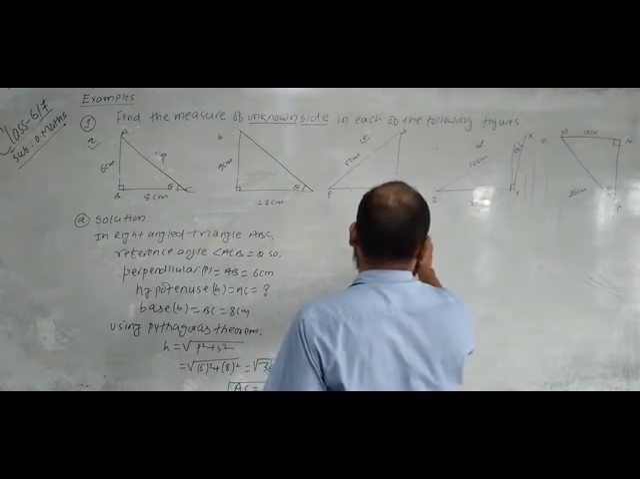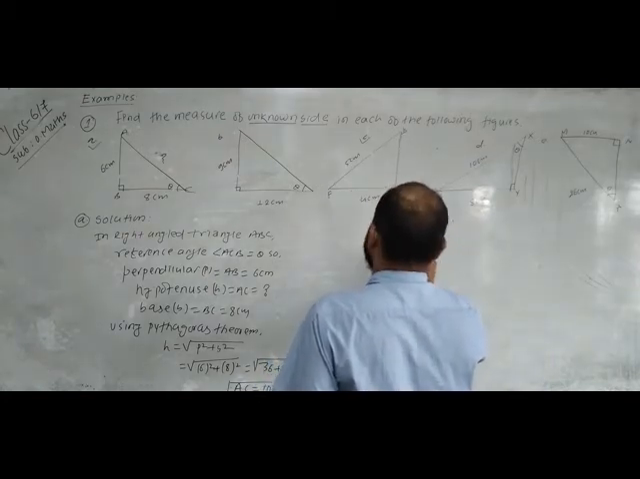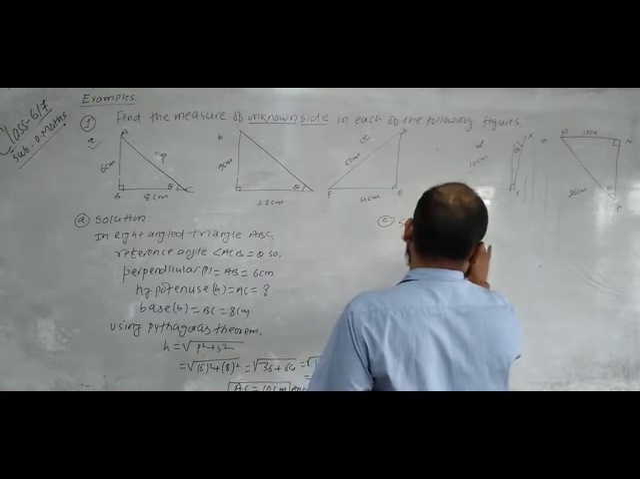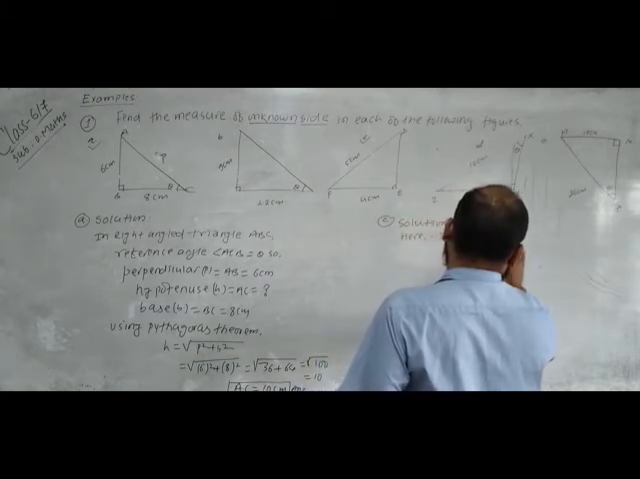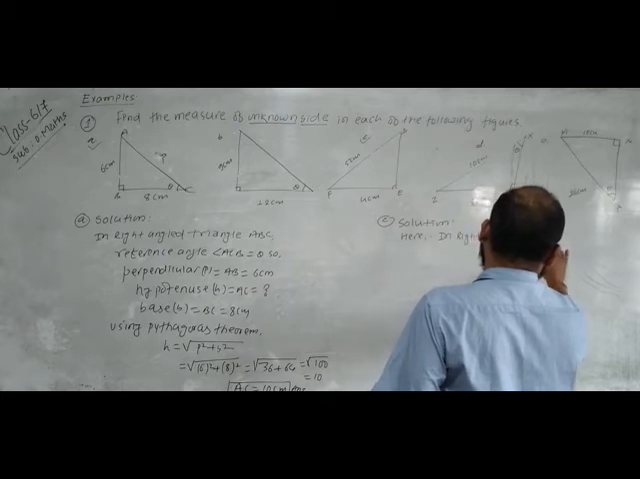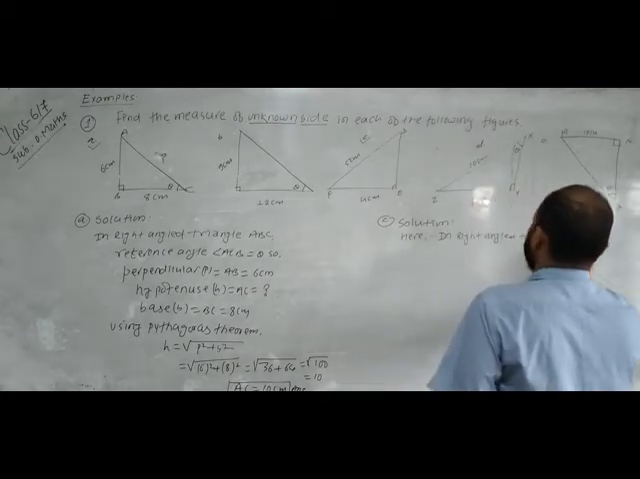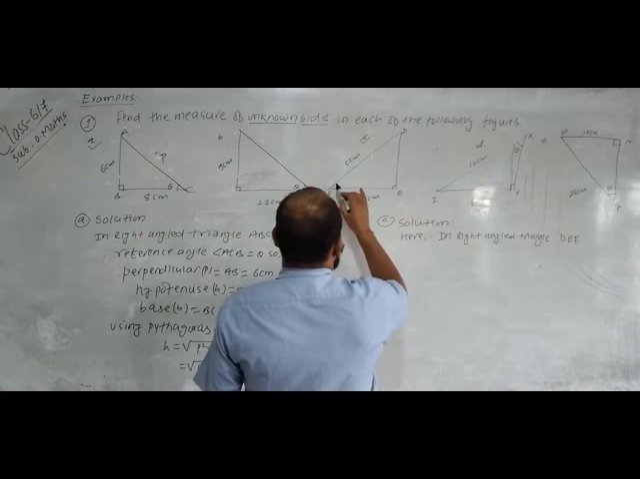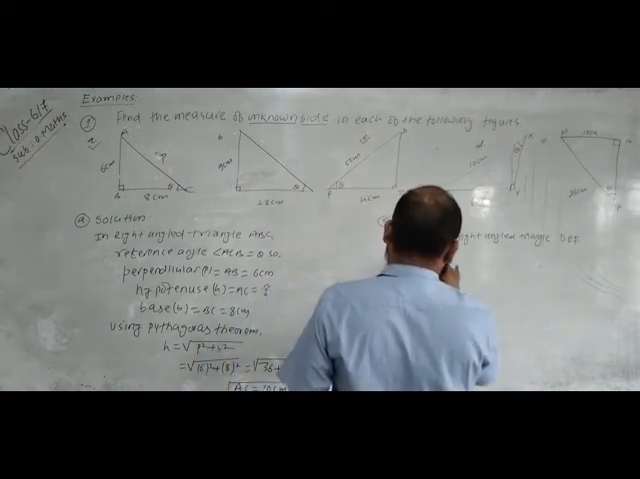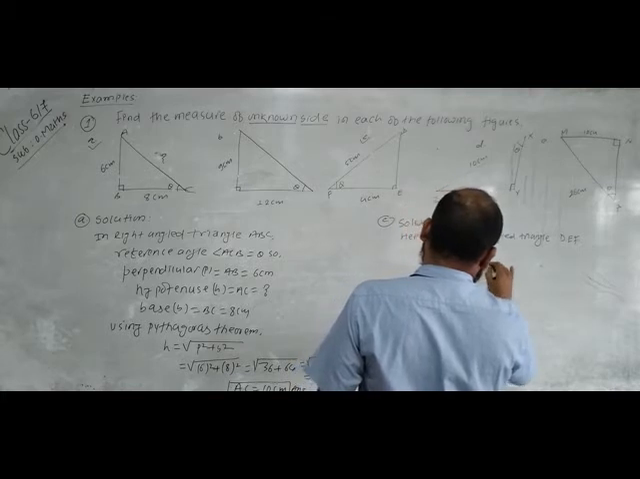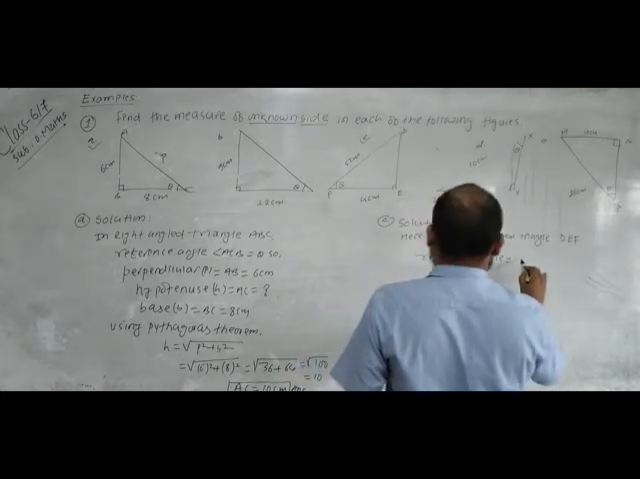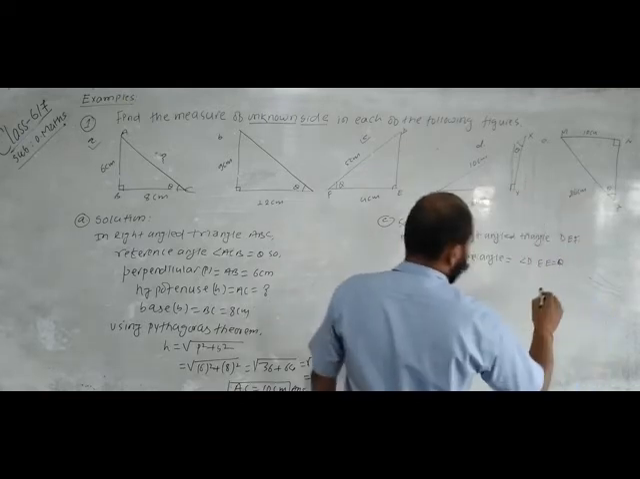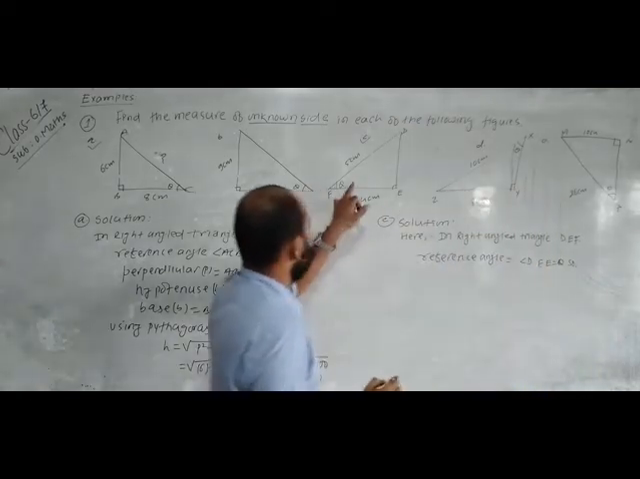Now look at C number. Solution. Here in right angle triangle DEF, the reference angle DFE is equal to theta. So this is the given reference angle.